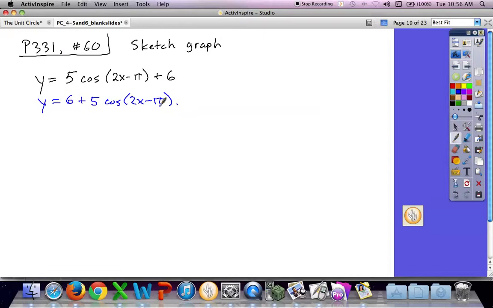Right, so let's see. Up 6, amp equals 5, period equals 2 pi over 2, which is pi, and right pi over 2.